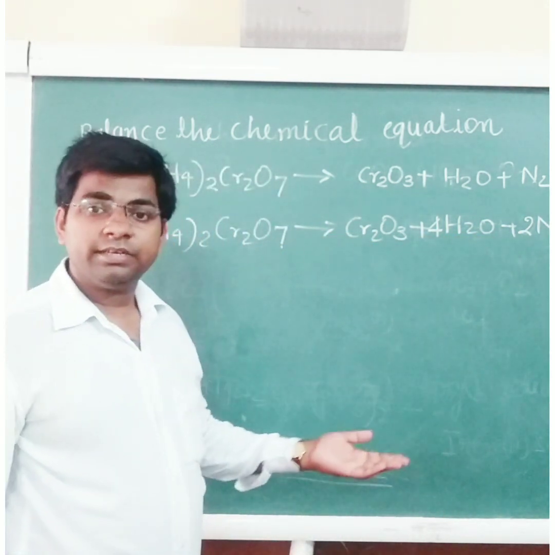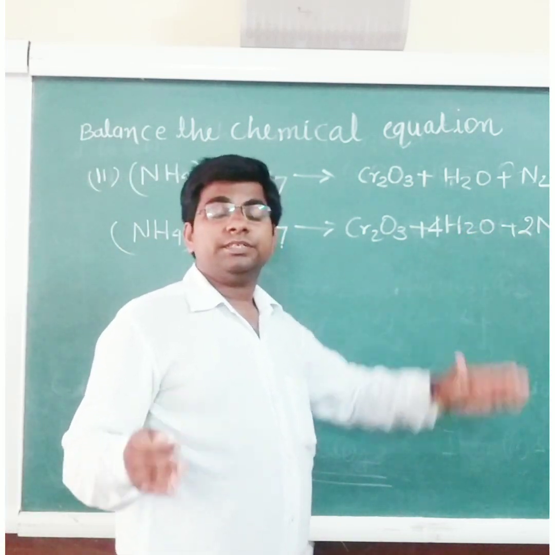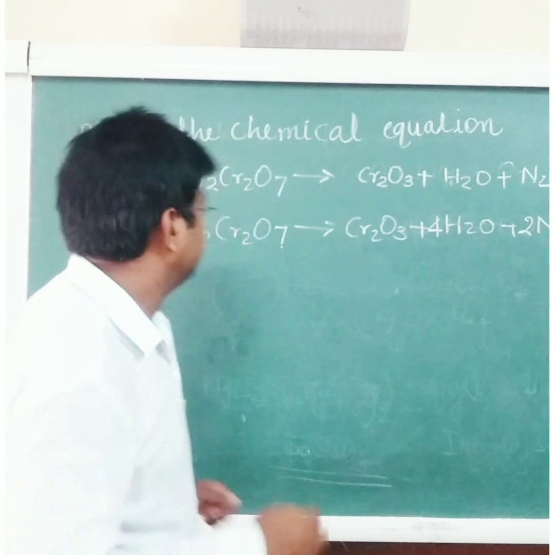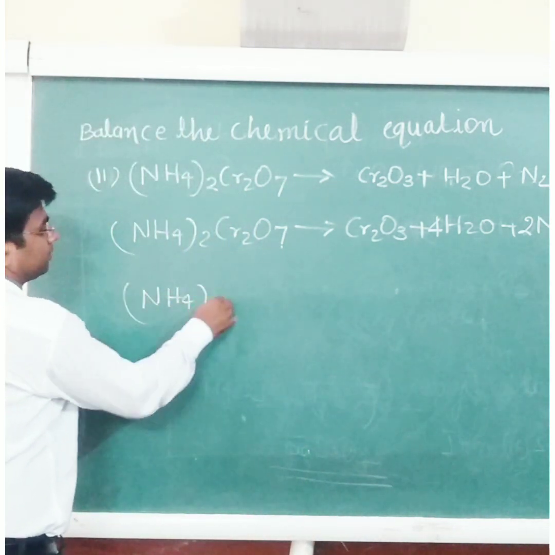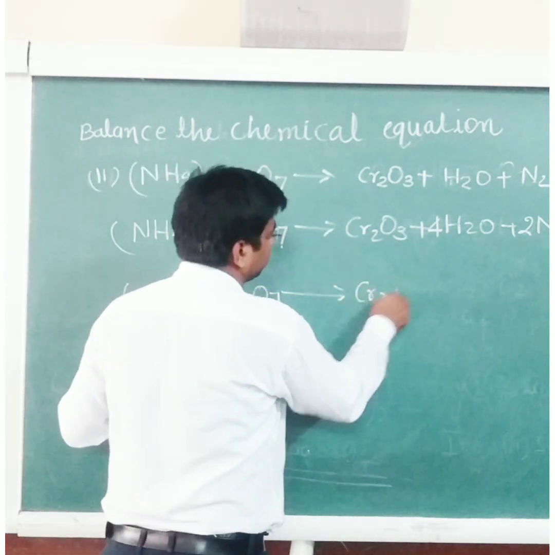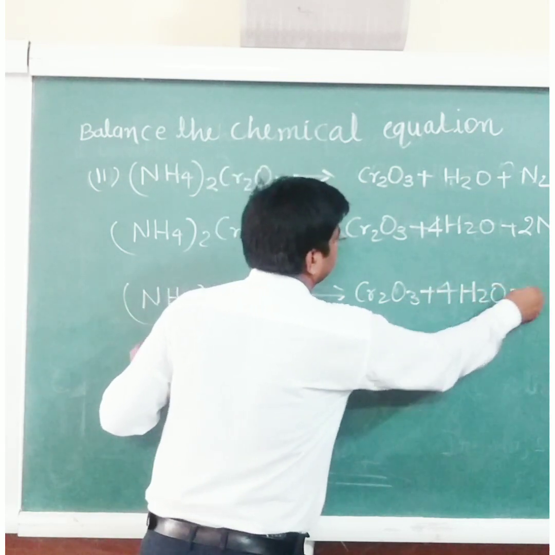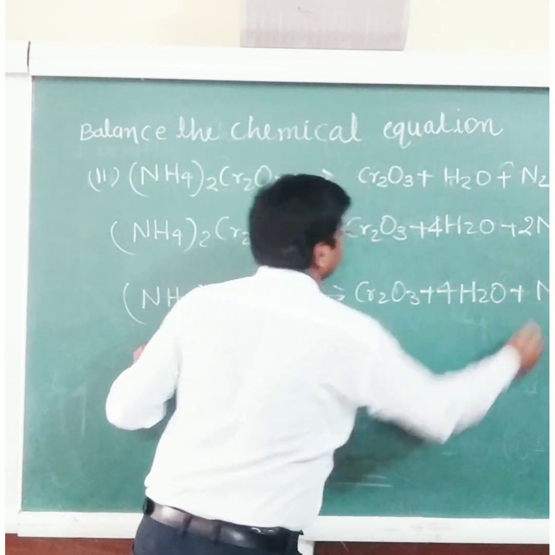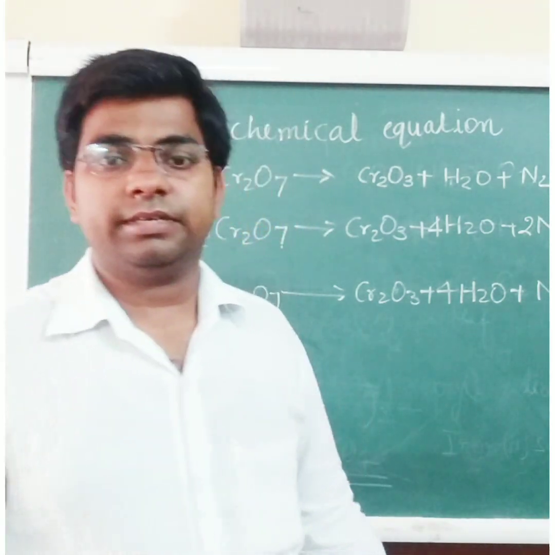So what do we need? Nitrogen needs to be changed into molecular form. (NH4)2Cr2O7 equal to Cr2O3 plus 4H2O plus N2. Now this is the balanced equation by the hit and trial method.